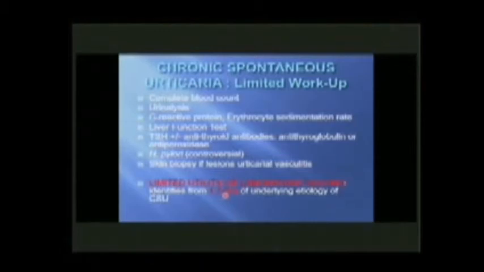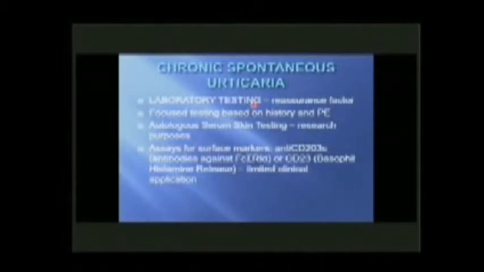In a couple of dermatology publications, they've shown that laboratory testing, blood testing, all of these that we've mentioned have very limited utility and have identified less than 5% of the underlying etiology of CSU, or chronic spontaneous urticaria. So sometimes we do this just to be able to reassure the patient that there is no serious underlying pathology. So it's recommended that testing be focused based on the history and physical exam.